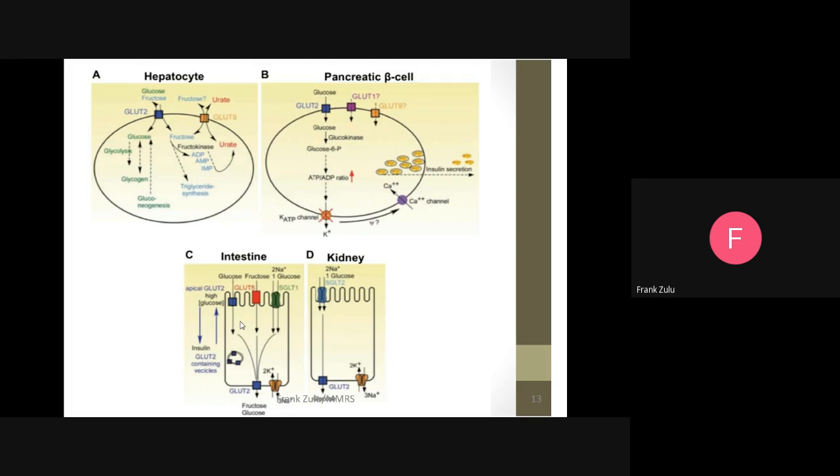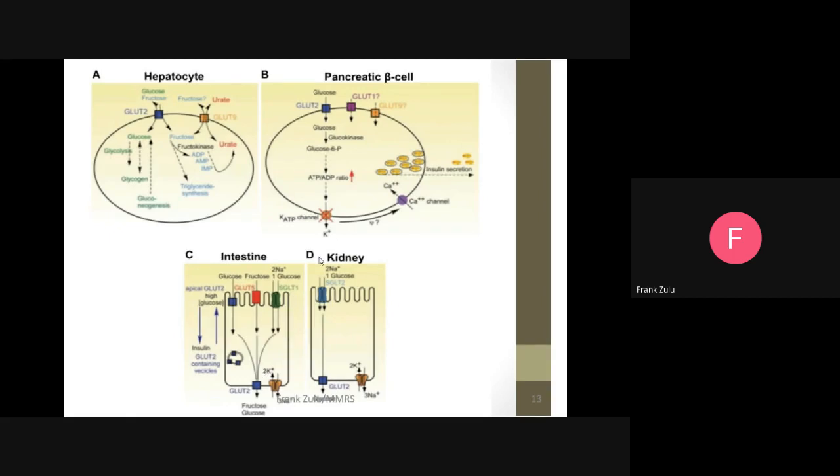It means when glucose is absorbed from here via the sodium glucose transporter, when it's about to go to the basolateral side to the blood, it will use a GLUT2 to come out from the cell. When it was entering, it was using GLUT5 and the sodium glucose transporter 1. That's what I wanted you to appreciate.